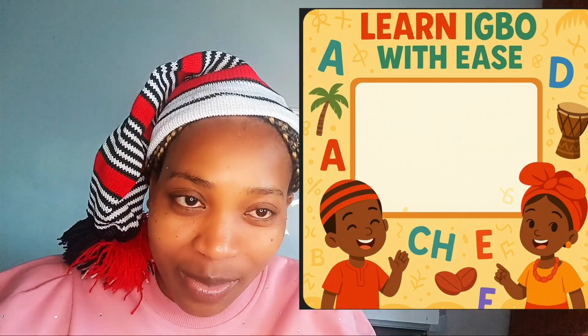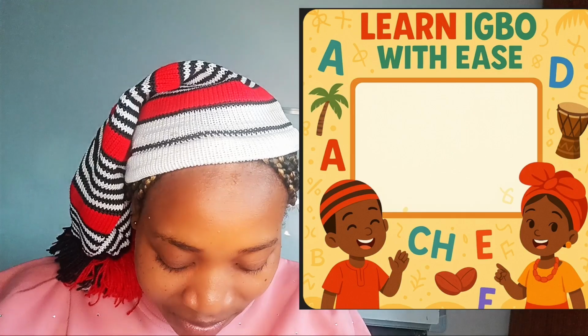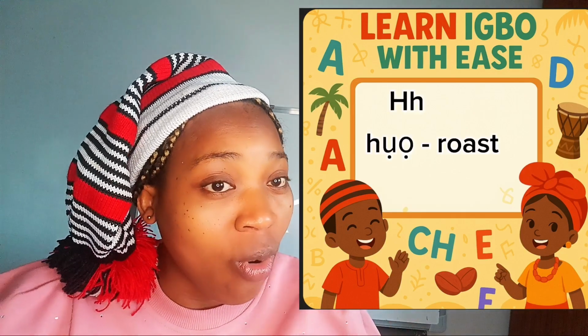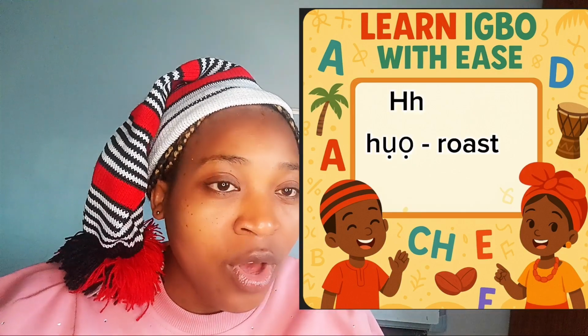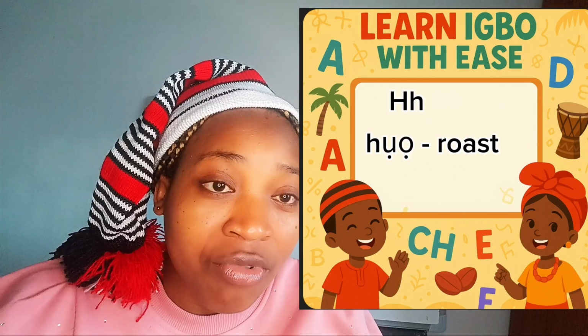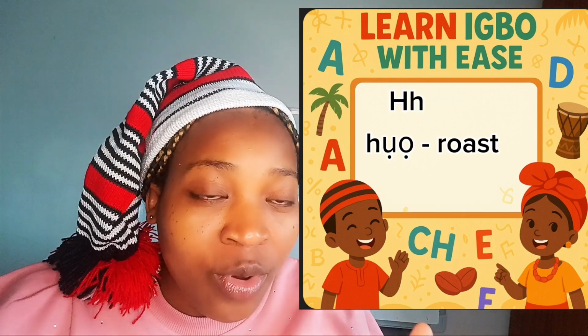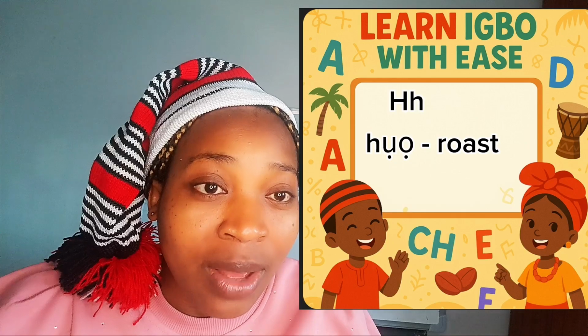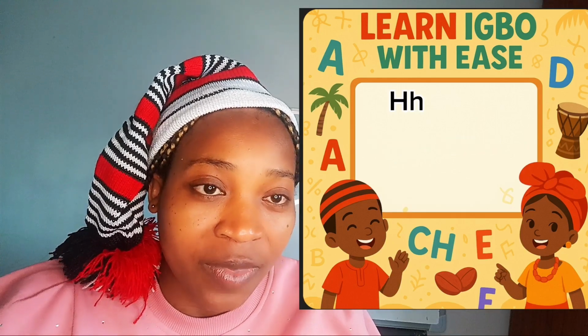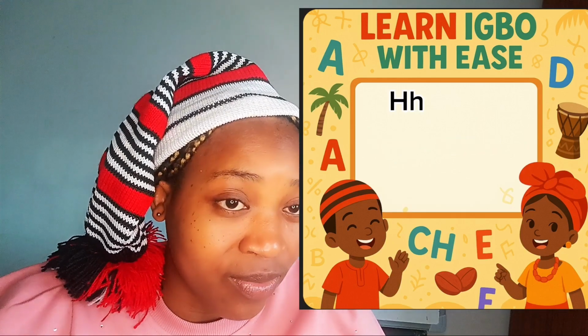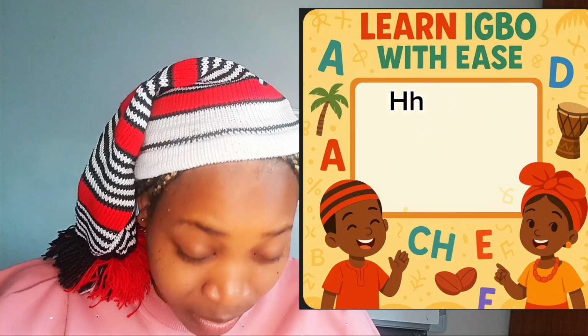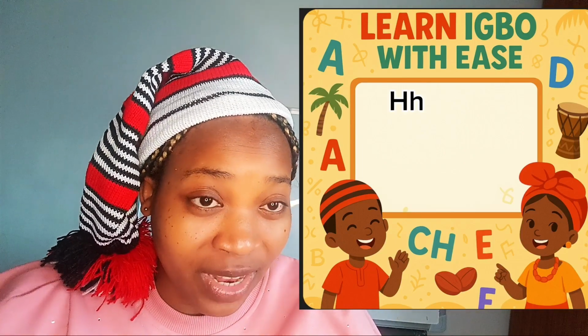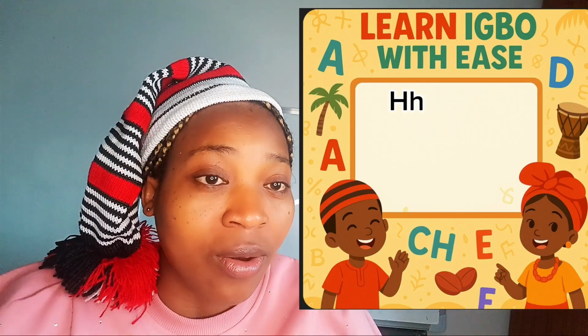Clean table, okay? So, you can say hụọ ọka. Hụọ ọka means roast that corn. Roast that yam, depending on the noun you want to use, okay? Depending on what you want them to roast. But in the course of this class, I'm using oka, that is hụọ ọka.